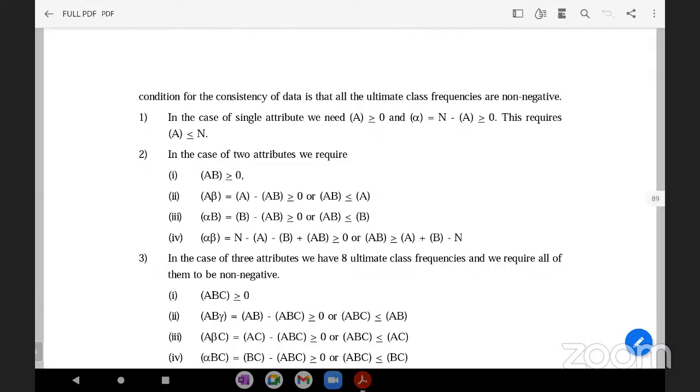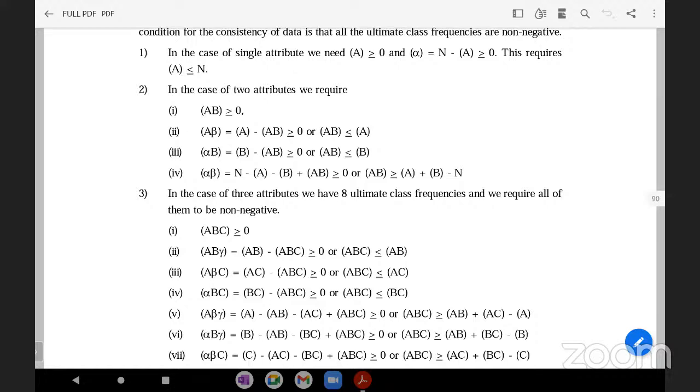And for the ultimate three-class frequencies, if I take all of them, ABC is greater than or equal to 0. AB gamma equal to AB minus ABC is greater than or equal to 0, and A beta C equal to AC minus ABC is greater than or equal to 0. Sometimes if you give the direct data points, ABC is less than or equal to AB and ABC is less than or equal to AC. Similarly, alpha BC equal to BC minus ABC is greater than or equal to 0, so ABC is less than or equal to BC. Now, A beta gamma equal to A minus AB minus AC plus ABC is also greater than or equal to 0.